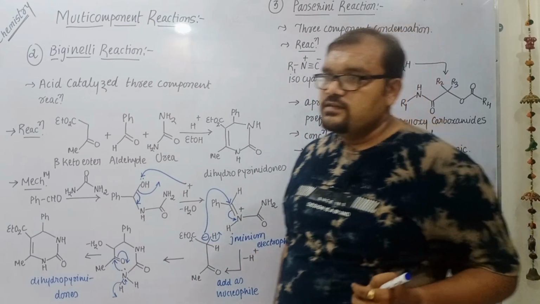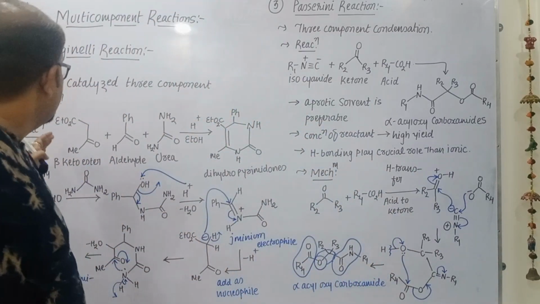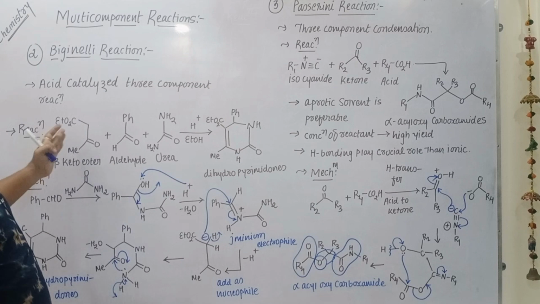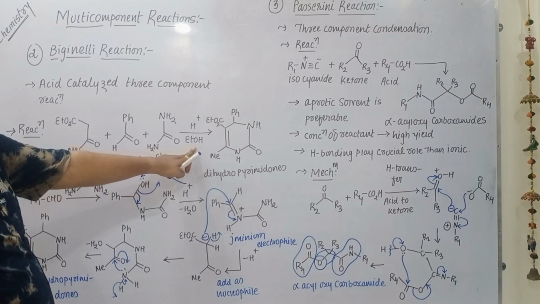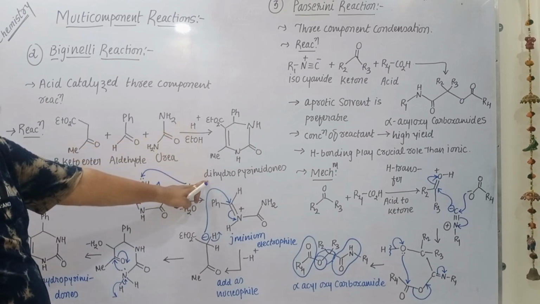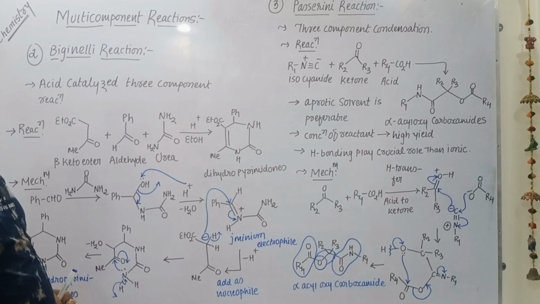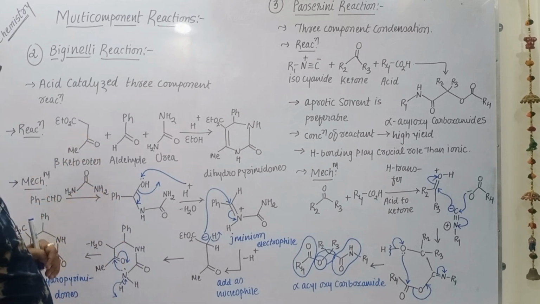How? Let's see with the help of an example and mechanism, that when beta keto ester reacts with aldehyde and urea in ethanol as a solvent, in acidic media, it will give dihydropyrimidine as a product. Then such a reaction is known as the Biginelli reaction.